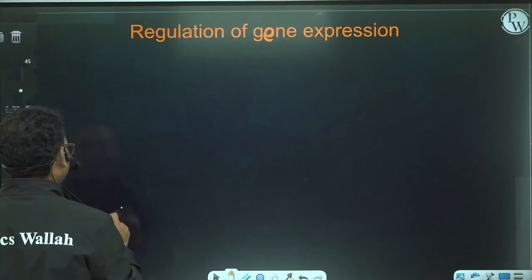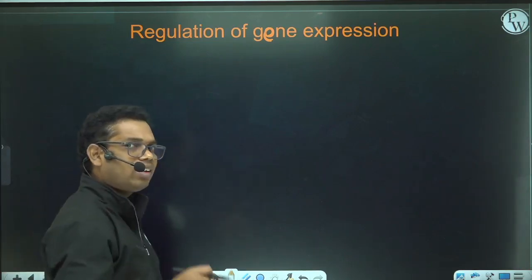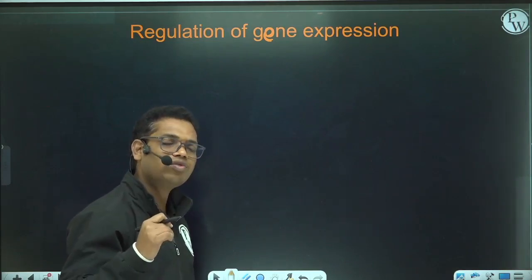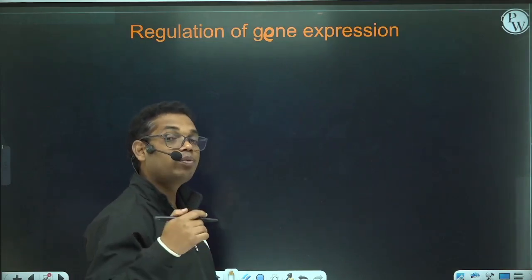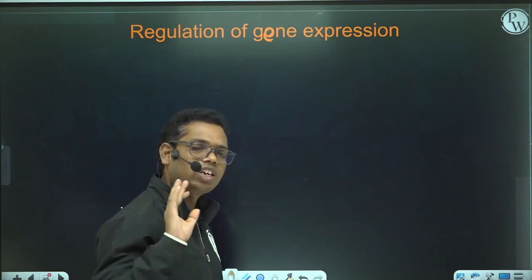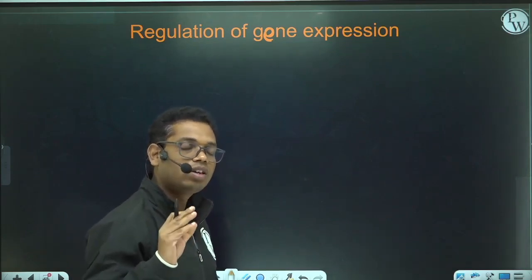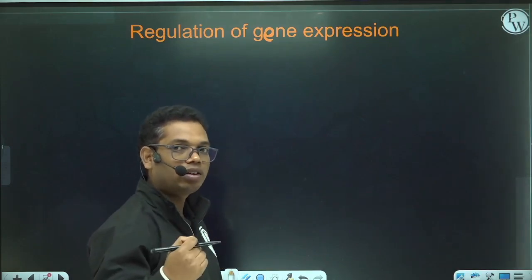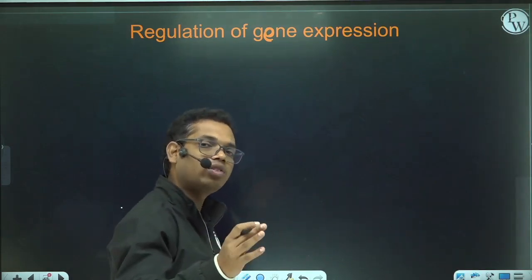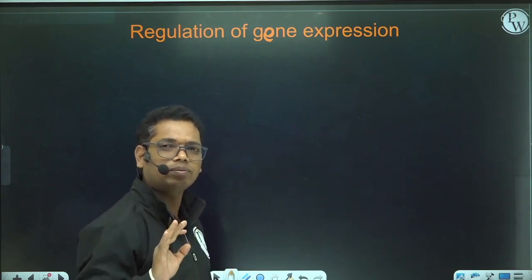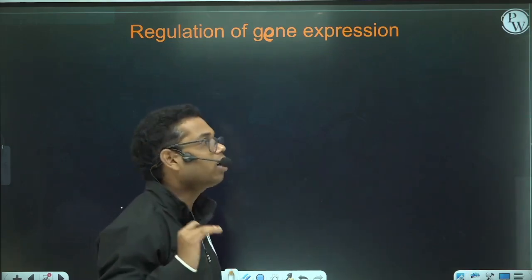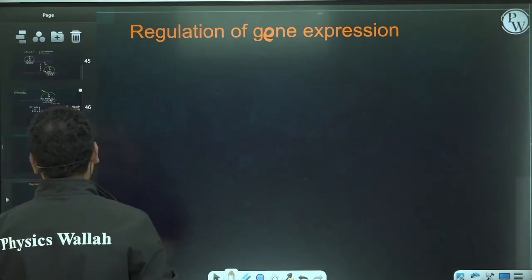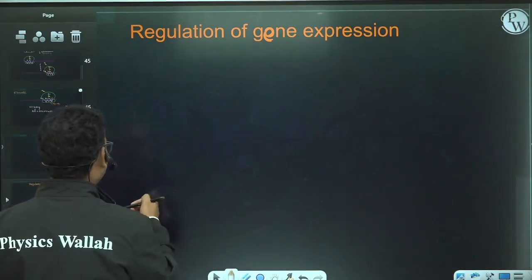So what do you understand by gene expression? When a gene which is coding for protein, which has the information of a protein, produces that protein, I will call that gene expression completed. If a gene is responsible for forming protein, and if the protein is formed, then I will say the gene is expressed completely. The gene expression can be regulated at various levels.